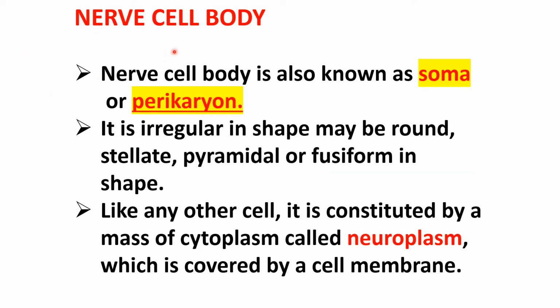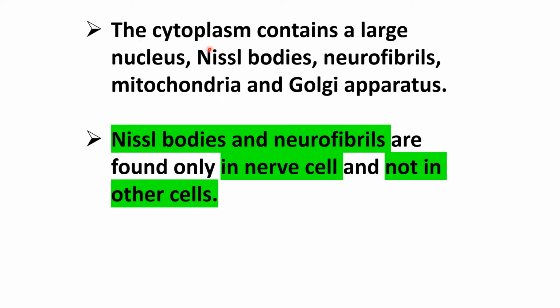Now we will learn about the nerve cell body. The nerve cell body is also known as soma or perikaryon. It is irregular in shape and may be round, stellate, pyramidal or fusiform. Like any other cell, it is constituted by a mass of cytoplasm called neuroplasm, which is covered by the cell membrane. The cytoplasm contains a large nucleus, Nissl bodies, neurofibrils, mitochondria and Golgi apparatus.